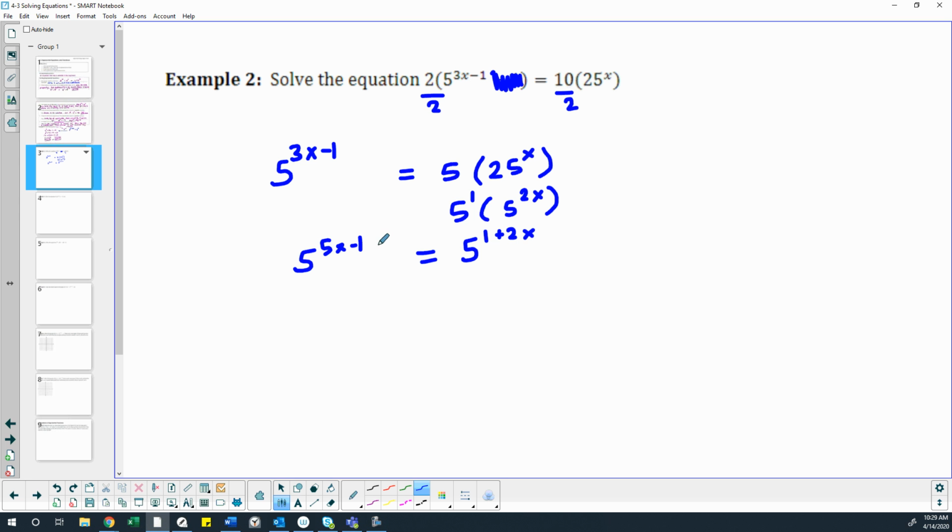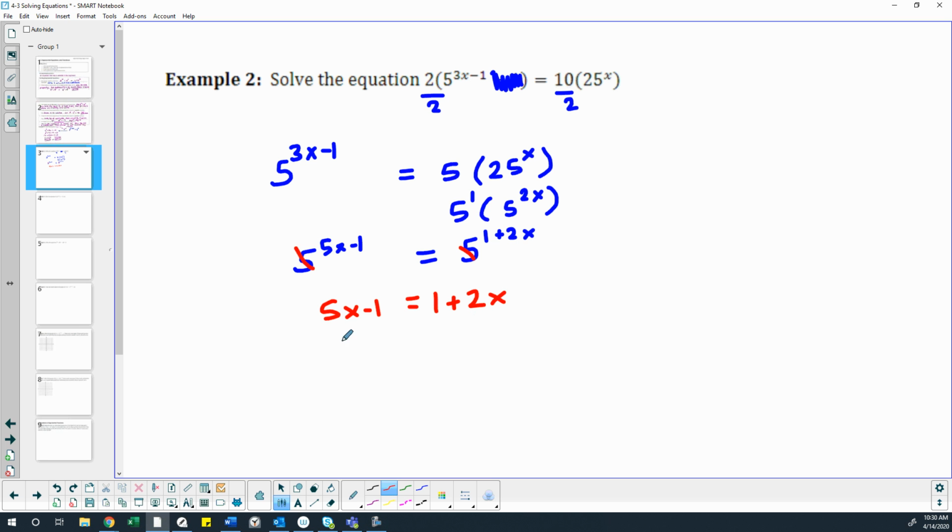If we did have that 1 there, we would have to do something else tricky, like we would have to move this over there. We could do it. We could do that as a whole separate problem if you want, just for fun. Right now, though, we can just use our 1-to-1 property, where the 5's are the same, so we're going to ignore the 5's, and we're just going to set 5x minus 1 equals 1 plus 2x.